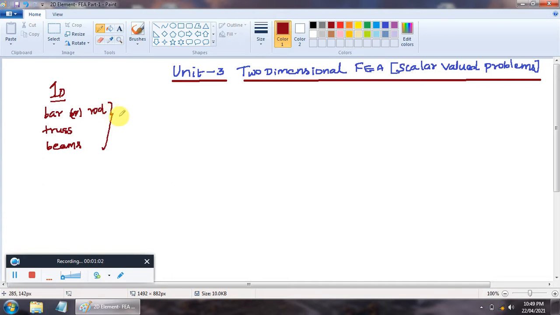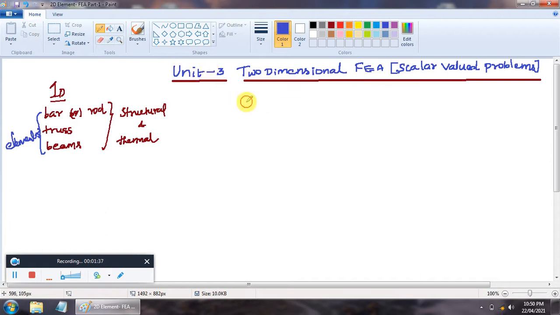Generally we divide the analysis into two different types. One is structural and another one is thermal. So the temperature distribution on these one-dimensional elements can also be analyzed. But in Unit 3, we are going to see about two-dimensional elements.